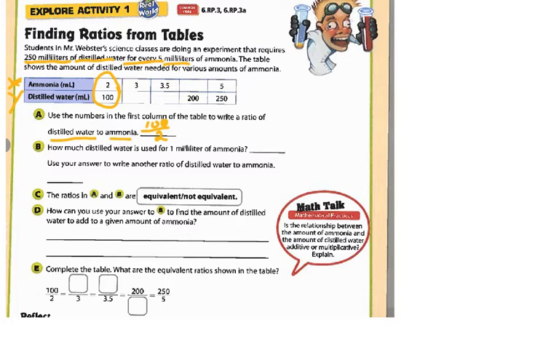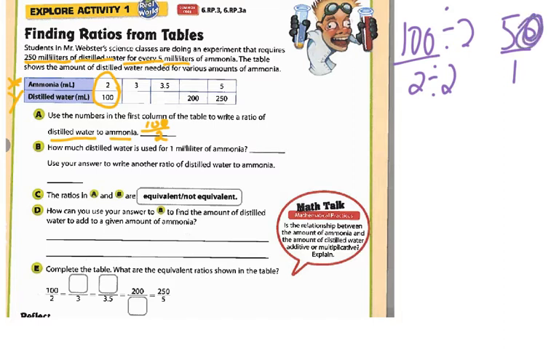Now the next question asks, how much distilled water is used for 1 milliliter of ammonia? So what we're doing here now is finding the unit rate, right? So I'm going to take that 100 over 2, and I need to find one of it. So again, I'm going to divide by 2 over 2. 100 divided by 2 is 50. 2 divided by 2 is 1. That's a 50. So my answer here is going to be 50 milliliters. I have to keep my label, right? Don't leave that label off.